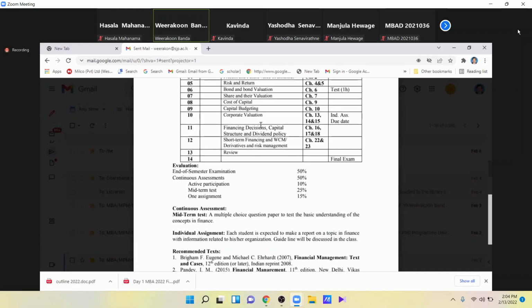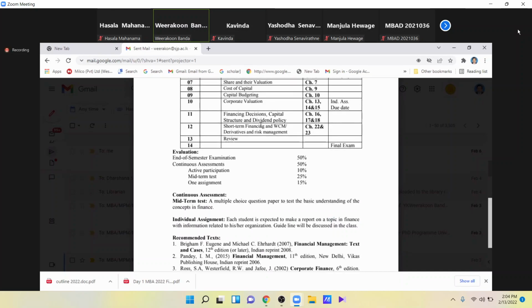Continuous assessment: midterm exam, individual assignment. Each student is expected to make a report on a topic in finance with information related to his organization. So relevant to your company, you can prepare a report. The guideline will be discussed in the classroom.